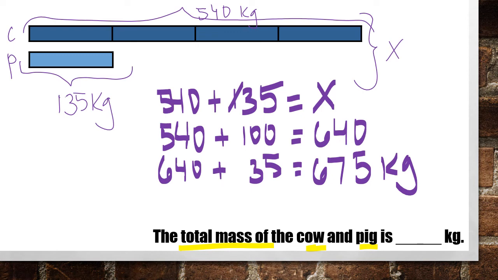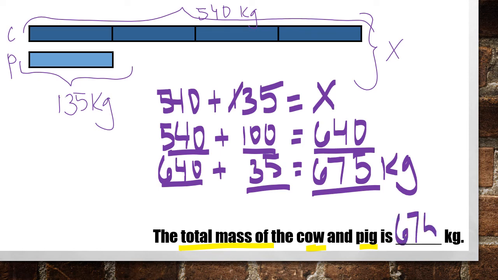So I'm going to go back and quickly check over my work. I added the 100, then I added 35, so I added the 135 kilograms. 540 plus 100 was 640, 640 plus 35, so just 40 plus 35 is 75, so 675. Checking my work, filling in the answer in a complete sentence: the total mass of the cow and the pig is 675 kilograms.